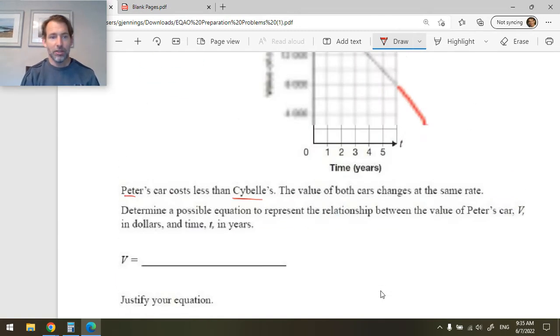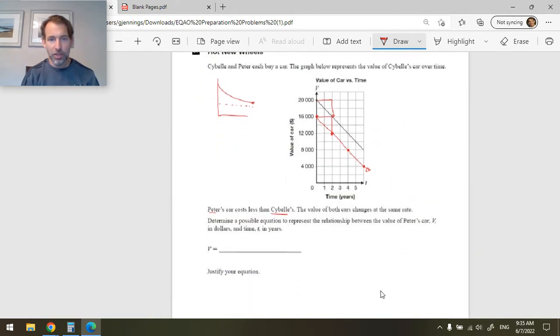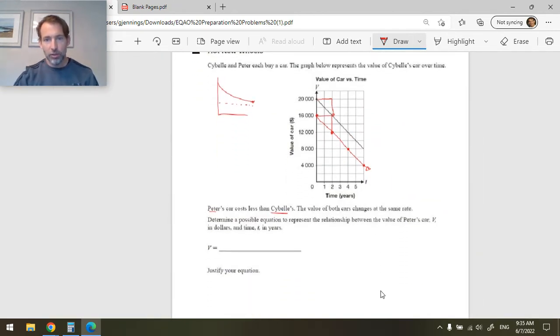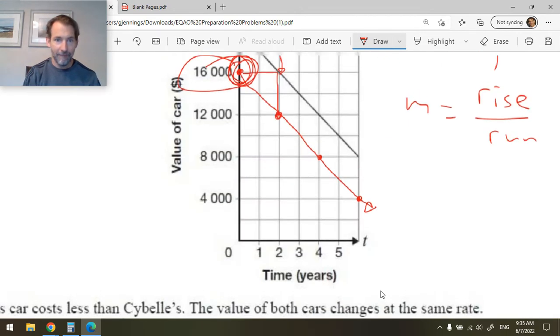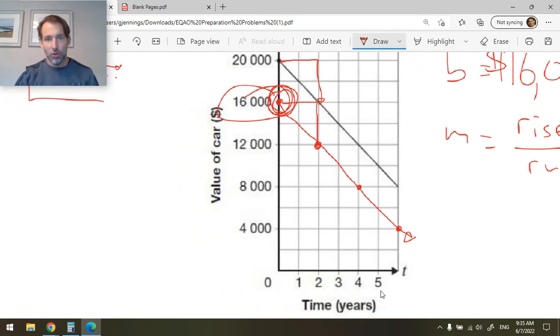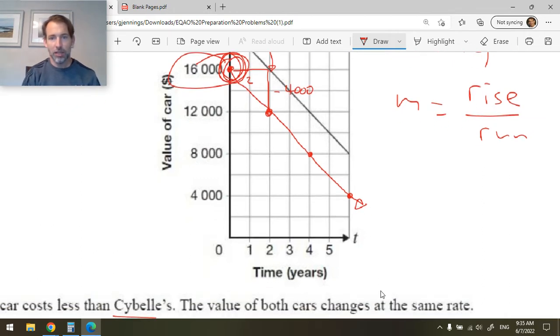Okay, so there. So now let's put an equation together for that. We know the B value is equal to $16,000 because I chose that. I chose to start this right there. And so that's $16,000, right? And then what's the M value? Well, that's equal to rise over run. And let's find the rise over run. I already have the two things drawn there, so let's use that. Okay. If I go over 2 years, I lose how much money? $4,000. All right. So let's put that in.